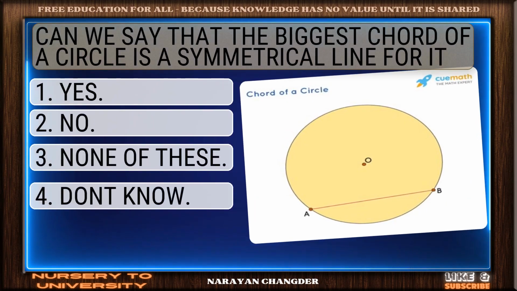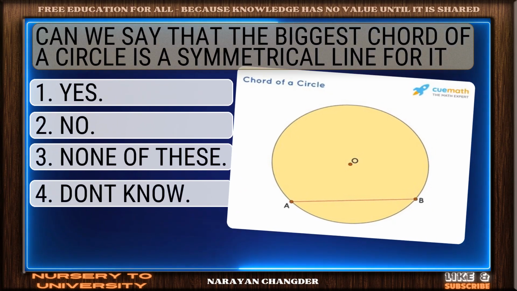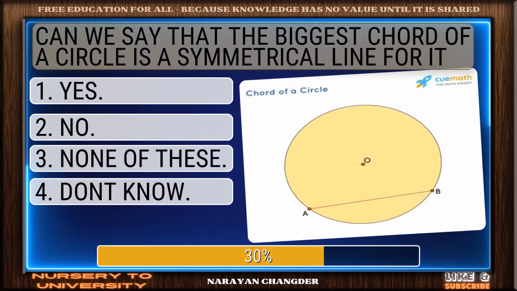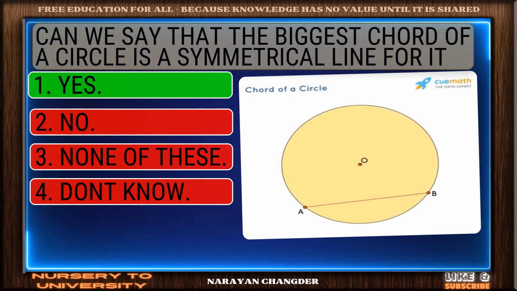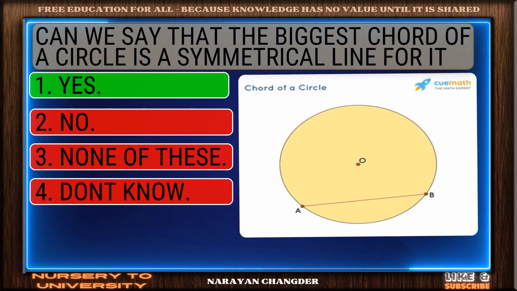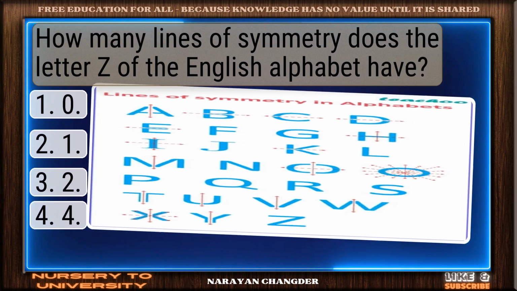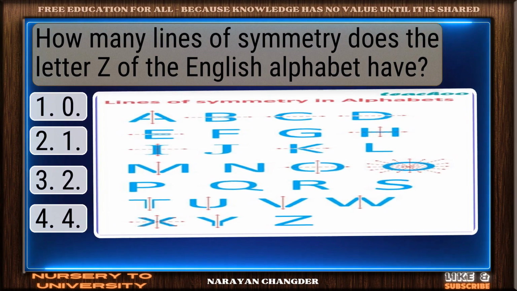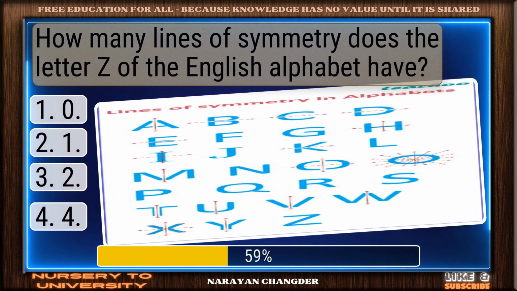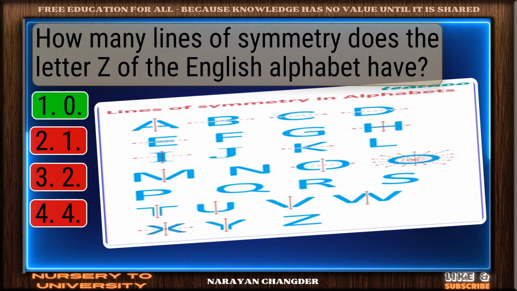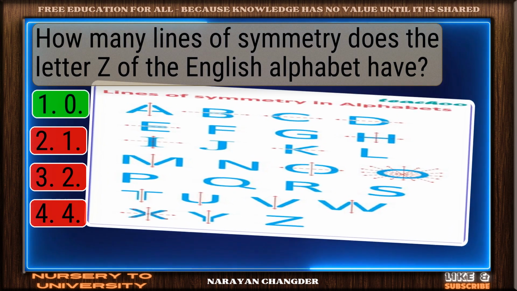Can we say that the biggest chord of a circle is a line of symmetry for it? Excellent. Yes is a brilliant choice. How many lines of symmetry does the letter Z of the English alphabet have? Good thinking. Zero is the right answer.